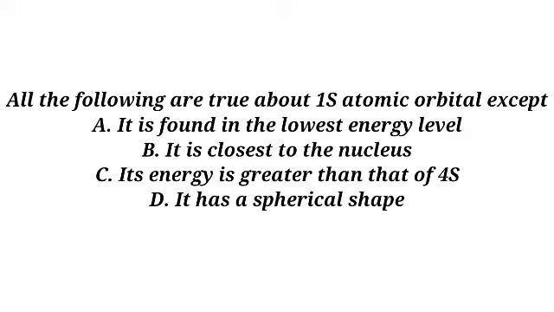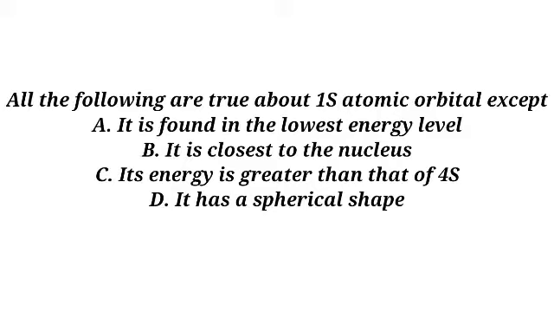So can you see how we used our ingenuity to eliminate some options and pick out the odd option out? That is using your ingenuity to solve chemistry problems. Now let's move to the next question. All the following are true about 1s atomic orbital except what? I repeat, all the following are true about 1s atomic orbital except A, it is found in the lowest energy level. B, it is closest to the nucleus. C, its energy is greater than that of 4s. D, it has a spherical shape.